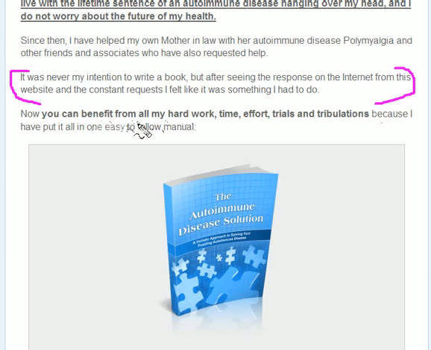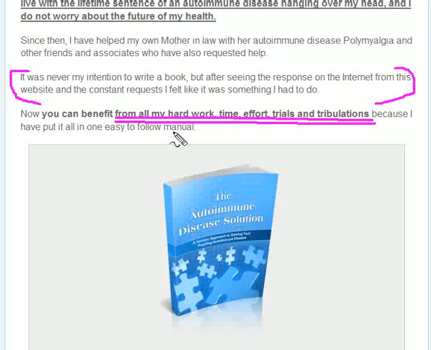Okay. Now you can benefit from all my hard work, time, effort, trial, and tribulation. Again, here, rather than saying your hard work, spell it out. You can benefit from my 3 years of research, my trial and error, and so forth. Rather than saying hard work, time, effort, spell it out. Because in doing that, you're building value for the book. You're building value for the product.